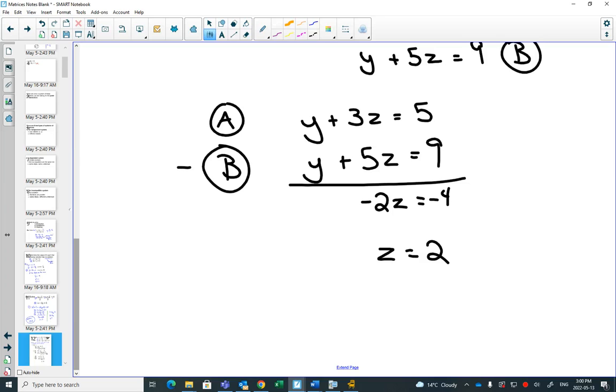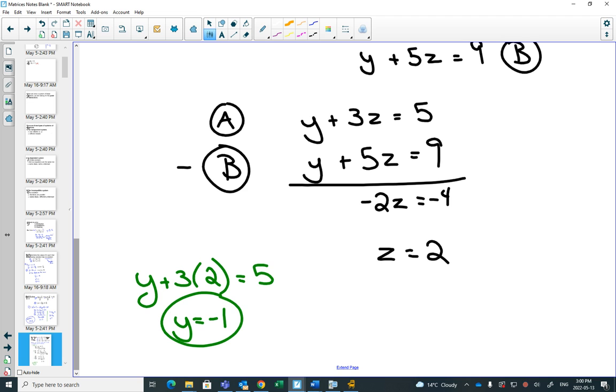So here we've got z is equal to 2. Once you've got one of yours, you can substitute back to find one of the previous ones. So I'm going to use that z equals 2. I can plug it into equation A or equation B. So y plus 3 times 2 equals 5. Solving for y, I get y is equal to negative 1. And once you've got z is 2, y is negative 1, you can go back to one of your original equations.